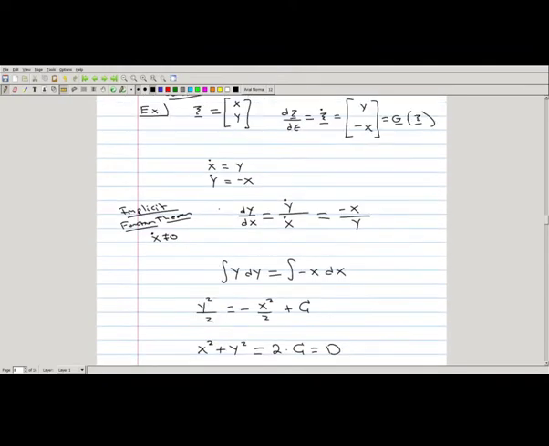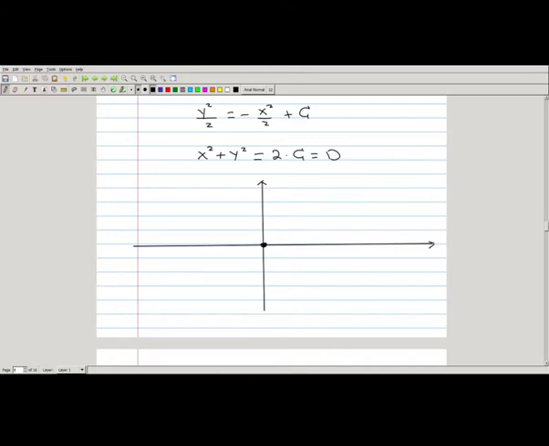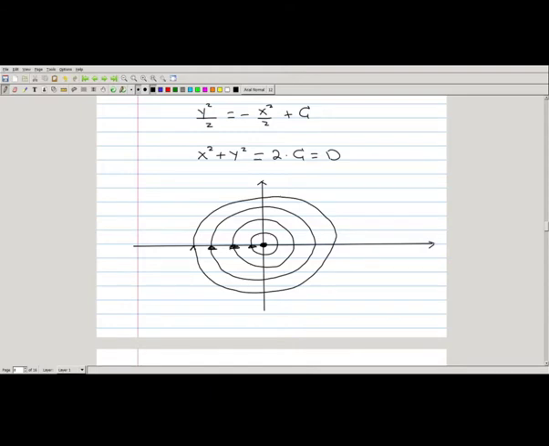By the way, before we even solve this, we can classify the equilibrium points. This is going to have equilibrium points when y equals 0 and when negative x is equal to 0. So we have an equilibrium point at the origin. After solving for the actual shape of the phase curves, we see that these phase curves, or orbits, in phase space are going to take the form of circles that are all centered at this equilibrium point.